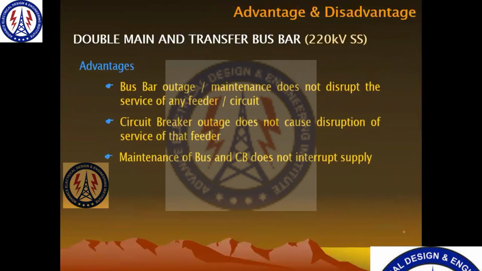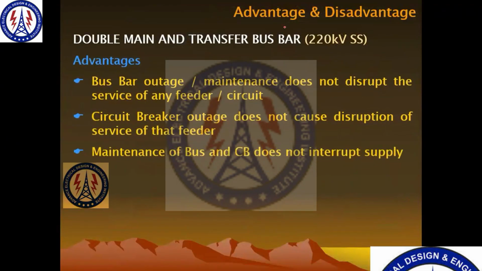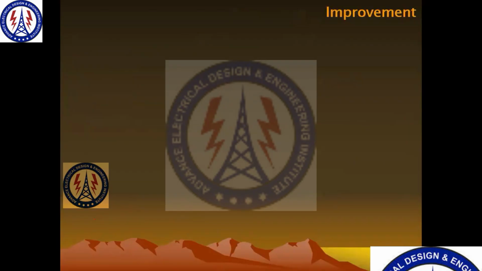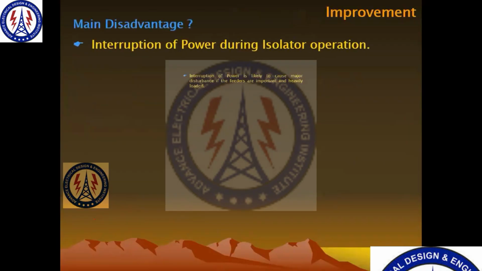So here we can also use this double main up to 220 kV. The same here, we are giving priority simultaneously to bus bar and circuit breaker, and maintenance of bus and circuit breaker does not interrupt the supply. Additional isolator and circuit breaker are required for the transfer bus type. Okay. So this is an extra investment which increases the cost of the project.